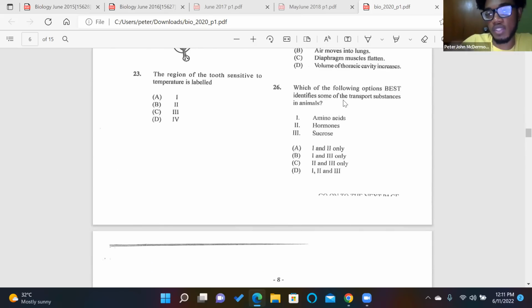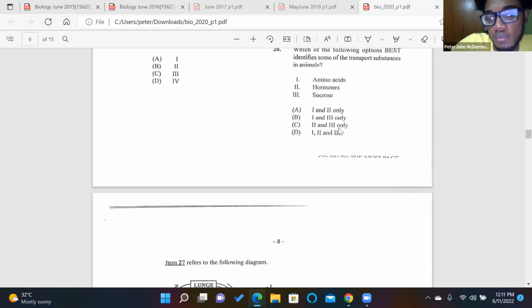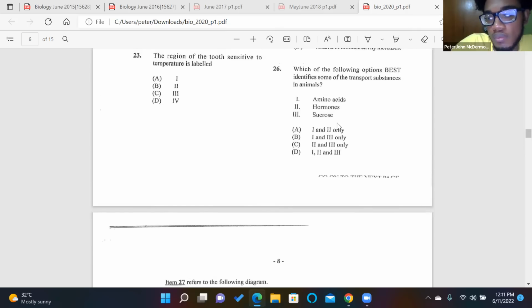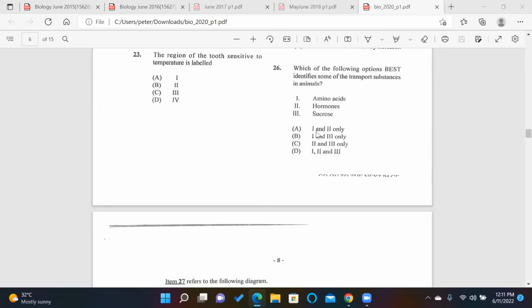Which of the following options best identifies some of the transport substances in animals? A. Yeah, I would go with 1 and 2 only.